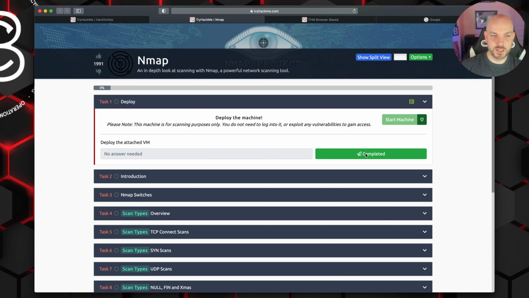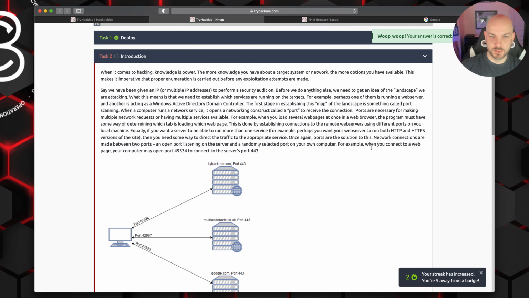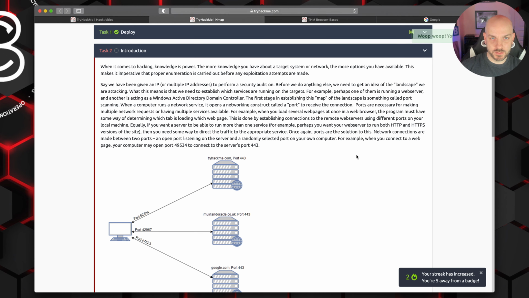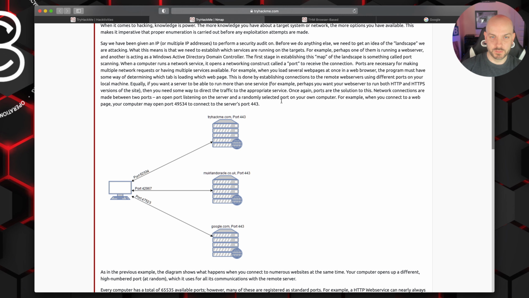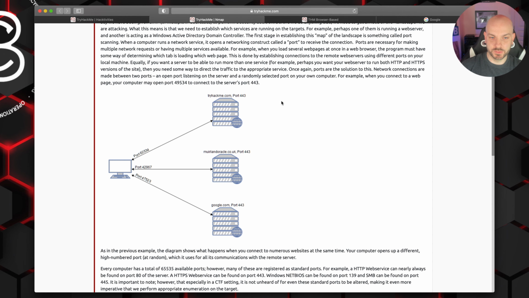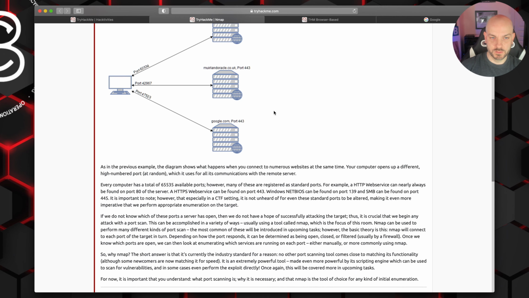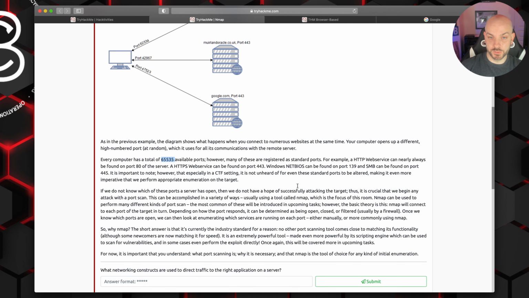So we already deployed the attached VM. We can go ahead and mark that as completed. This section looks like they're just giving you a little bit of an understanding about how port communication happens, talking about the 65,535 available ports. Different services are assigned to different port values.